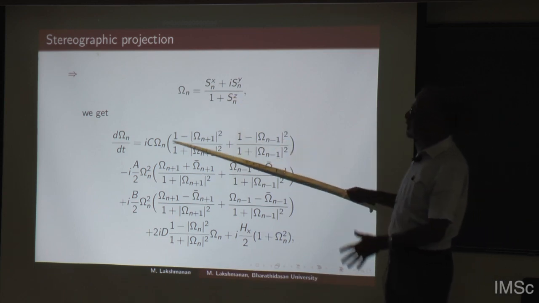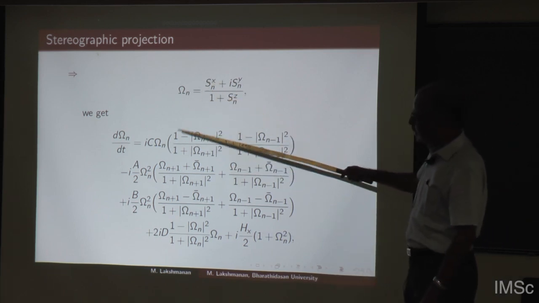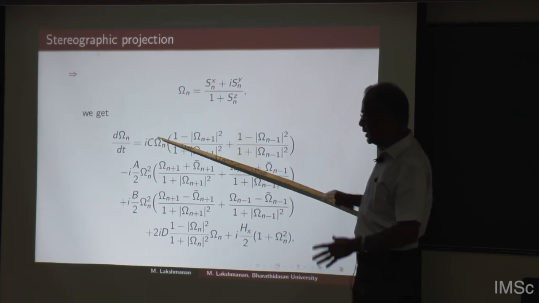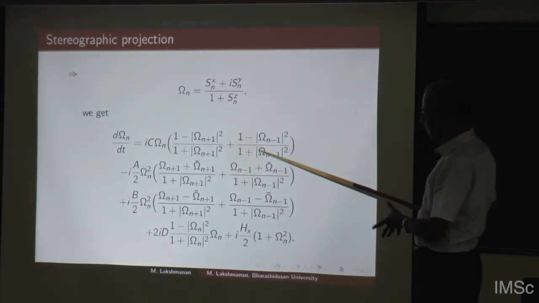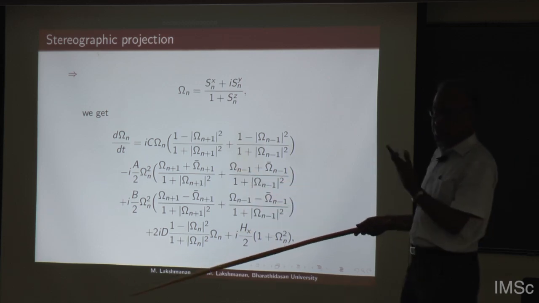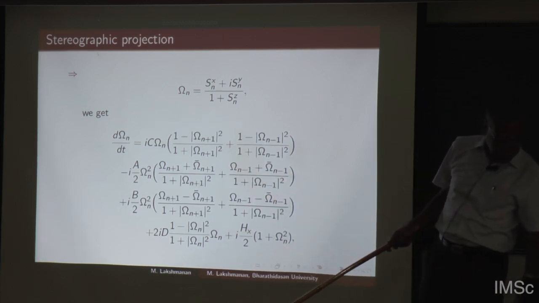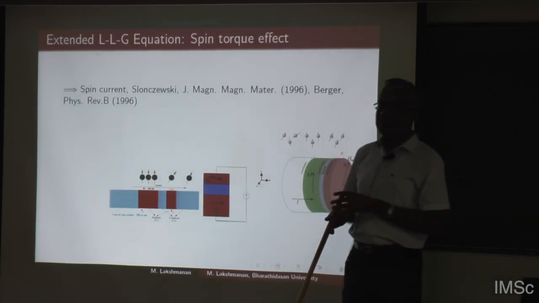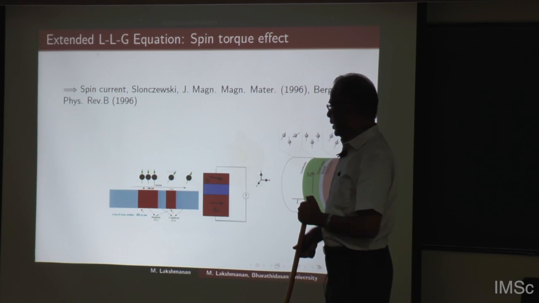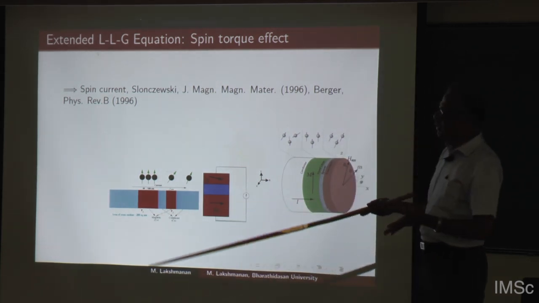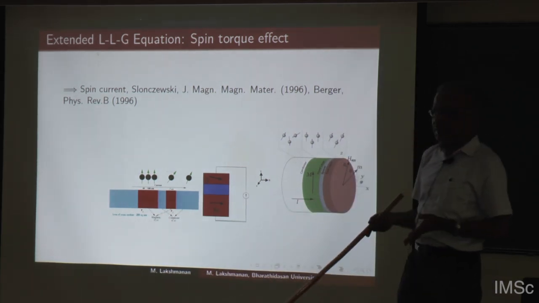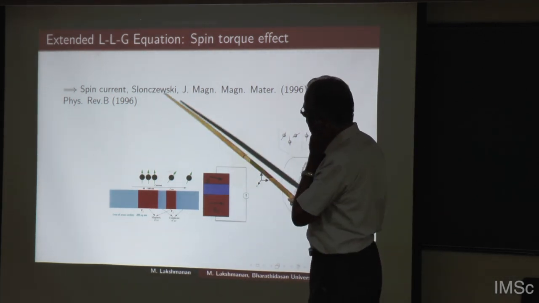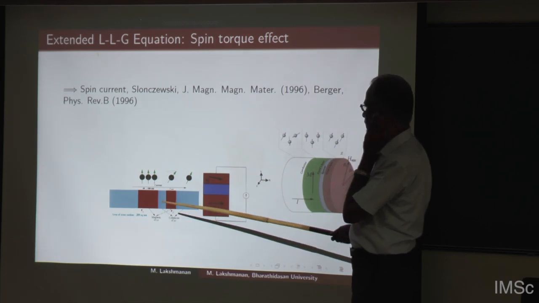In the discrete case again you can define the stereographic variables, and then the system takes a particular form which will again be useful to consider discrete integrable systems, but I am not going into those details. Now, consider the effect of spin current. So, what is this spintronics or spin angular momentum transfer effect?